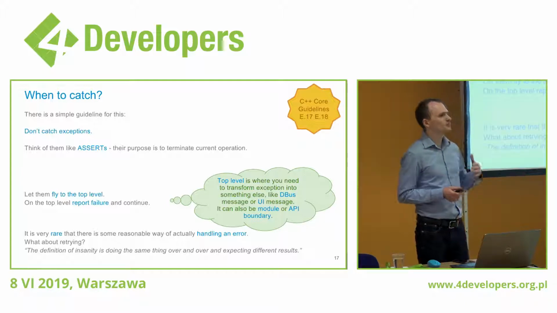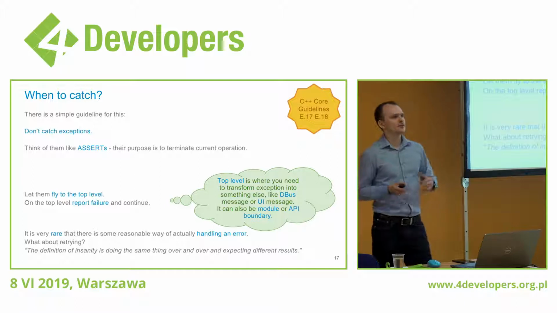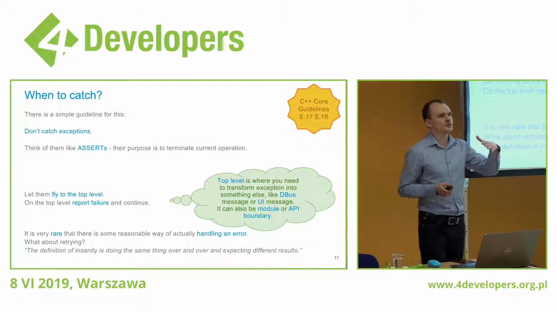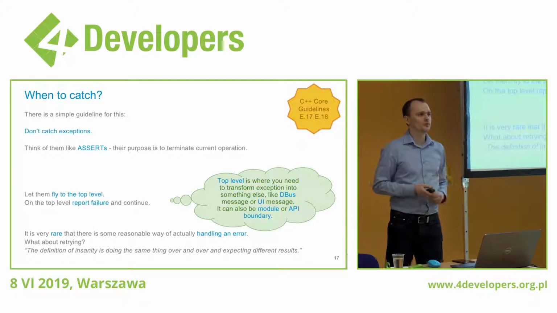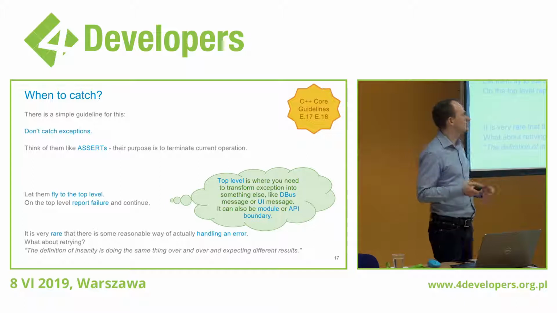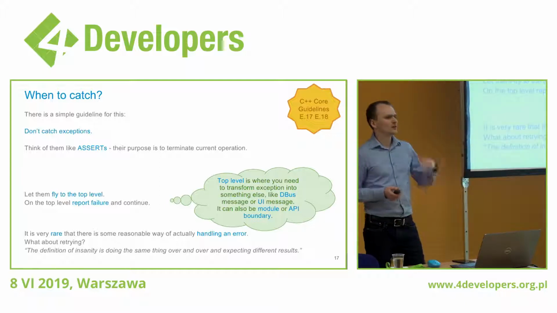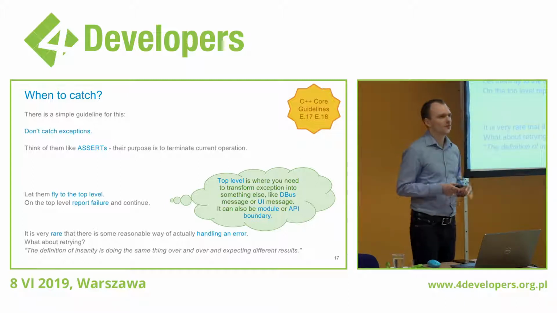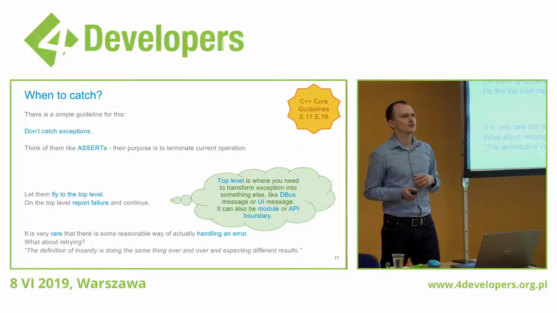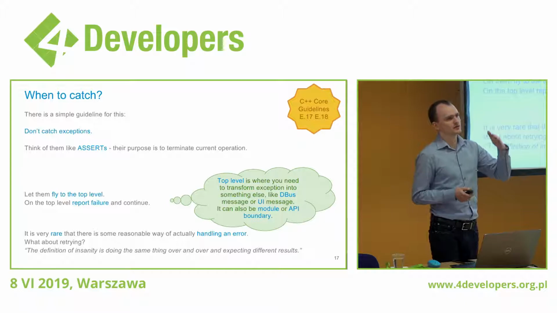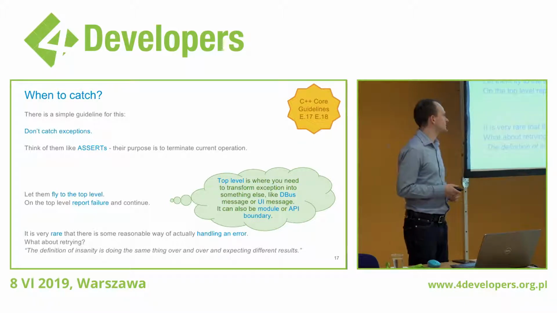It can also be an API boundary. For example, you can catch all exceptions at the API boundary, and for example, translate it into error codes if your API has to communicate with the outside world via error codes. So you also can do that. You can catch exceptions at the boundary of the medium, like if you need to transfer exceptions through a network or transfer it through some messaging system, you can also catch there and transfer them across.